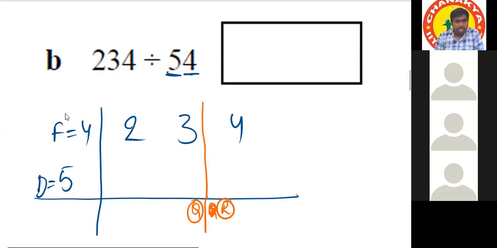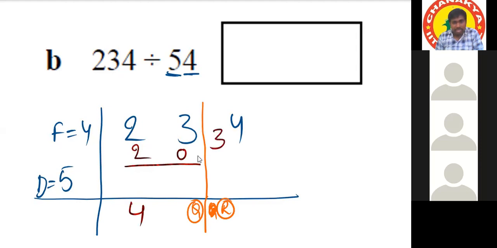Now start the solution. In 2, 5 will not go, so we'll consider 23. In 23, how many times will 5 go? 4 times. 5 fours are 20. What is the remainder? 3. But write that 3 before the next digit, that is before 4. Then that number becomes 34.